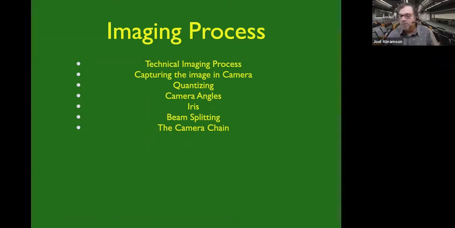So we're covering chapters 3 and 4 in the book, and in this short video, we're going to go through the technical processes of capturing an image: how we capture the image in the camera, quantizing, which is basically turning an image into digital signals, the different camera angles captured through the lens, how the lens captures light, that's the iris portion, beam splitting, which happens in the camera, and then the camera chain, what kinds of devices we need to connect to the camera so that it can capture images.